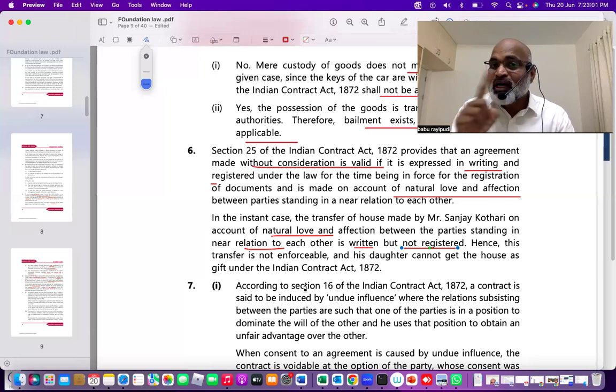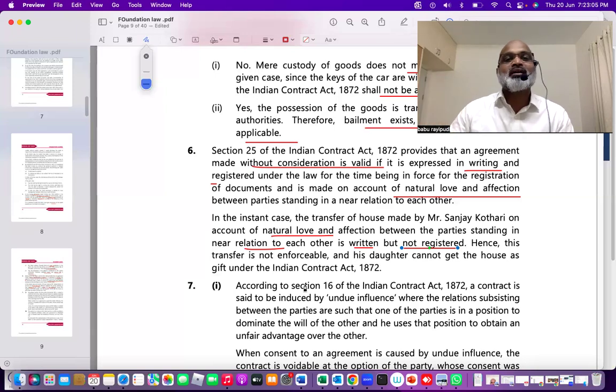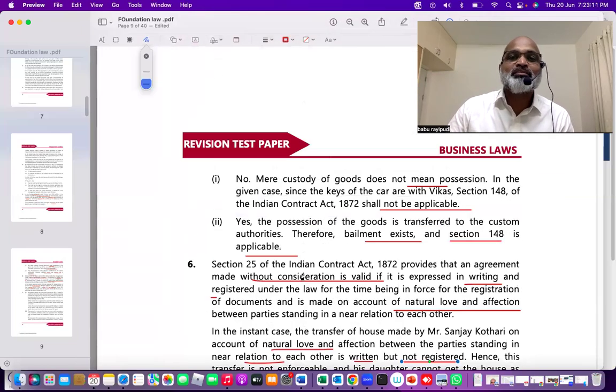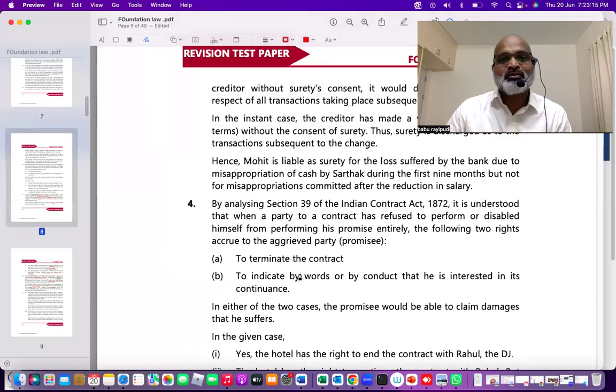Do not move away from the question that is being asked. Stick to the question and answer. Got my point? So this is how you have to go through the practical and theory questions. Get ready for more case law questions. So therefore, spontaneously you can answer. You have to align the sections accordingly.